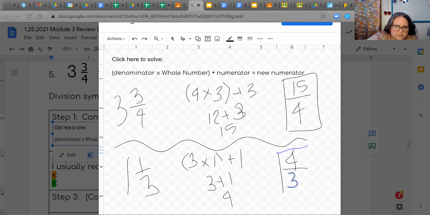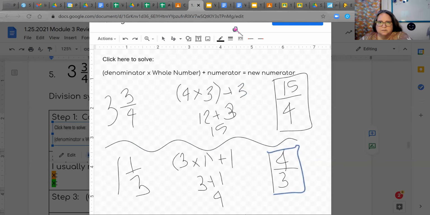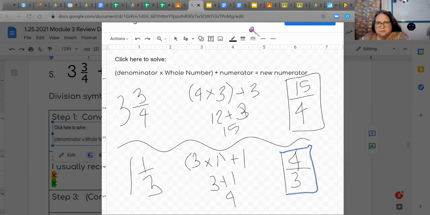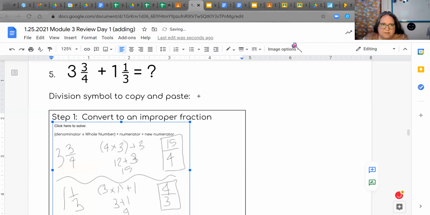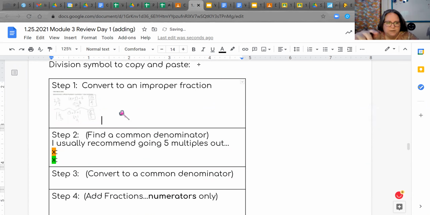I don't know why my 3's are not wanting to stay. Here are my new numbers for improper fractions. Hit save and close. Yes, you can make it smaller. Now I'm just going to rewrite this so I can read it better. So it's 15 fourths plus 4/3.